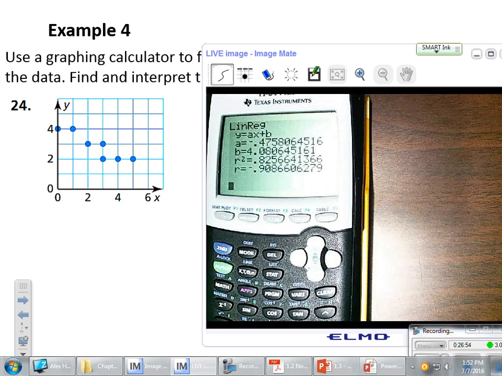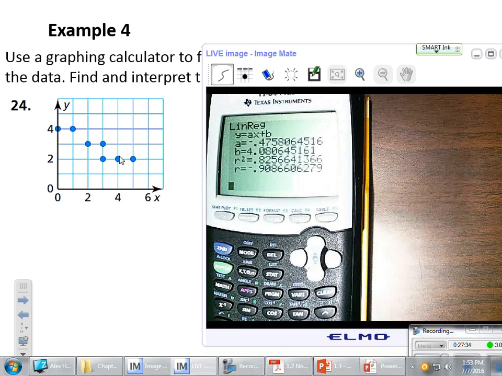So it says that the equation of that line should be y equals negative 0.4758x plus 4.08. And then you can see right here is our r value, and that's negative 0.908. You know, it's pretty close to a negative 1. That's indicating that we should have an equation of a line of best fit that is a pretty good approximation, and that line's going to have a negative slope. That's exactly what we see based off our graph. So the calculator, very, very useful tool, very neat how it can handle linear regression.